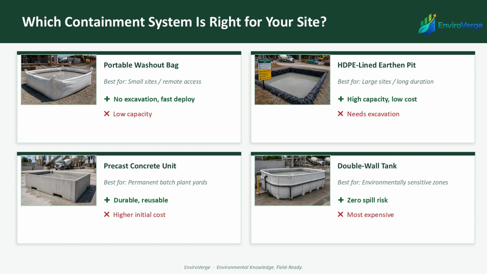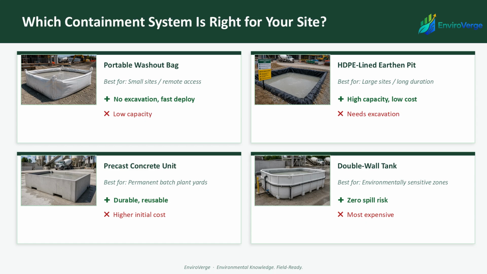Precast concrete units are used in permanent or semi-permanent batch plant yards. Structurally robust, no liner maintenance, reusable across multiple projects. Higher initial cost, offset by longevity on multi-year programs.